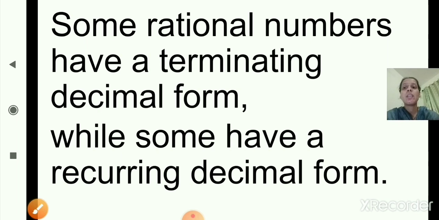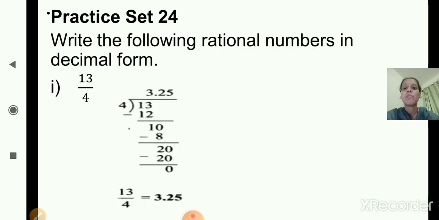Some rational numbers have a terminating decimal form while some have a recurring decimal form. We have seen both, an example of terminating decimal form and an example of recurring decimal form. Okay, hope you are clear till here. Now we'll move to practice set 24. Okay, now we'll start practice set 24.